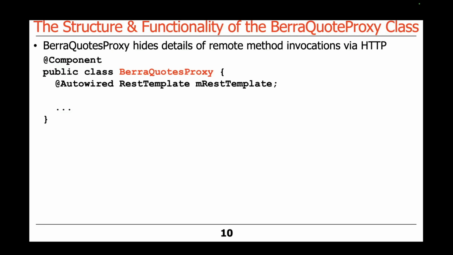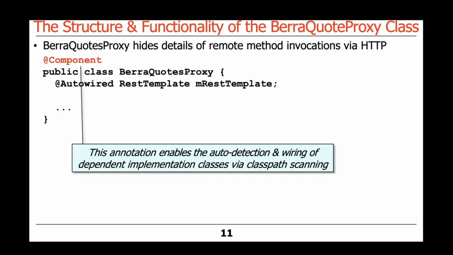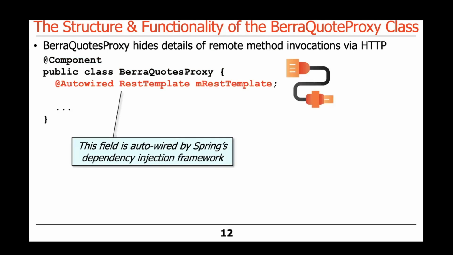And this, of course, applies the proxy pattern, which is defined in the good old Gang of Four book and the Pattern-Oriented Software Architecture book, Volume 1. So here we have BerraQuotesProxy, which is also a component, so auto-wiring can be done. In this case, we're going to auto-wire into something called a REST template.